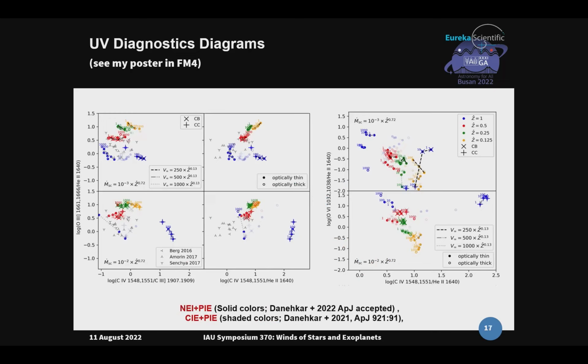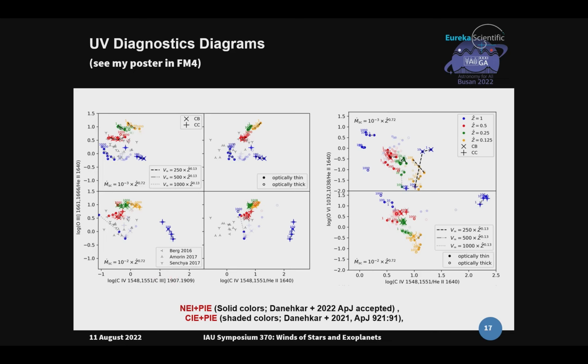And here you see UV diagnostic diagrams. I also presented this as a poster in Focus Meeting 4. In much more detail, you can look at my poster in Focus Meeting 4. And here we see that in the region where we have a higher mass loading rate and high metallicity, we have enhancement of carbon 4. This is the region with catastrophic cooling, and we have enhancement of carbon 4.